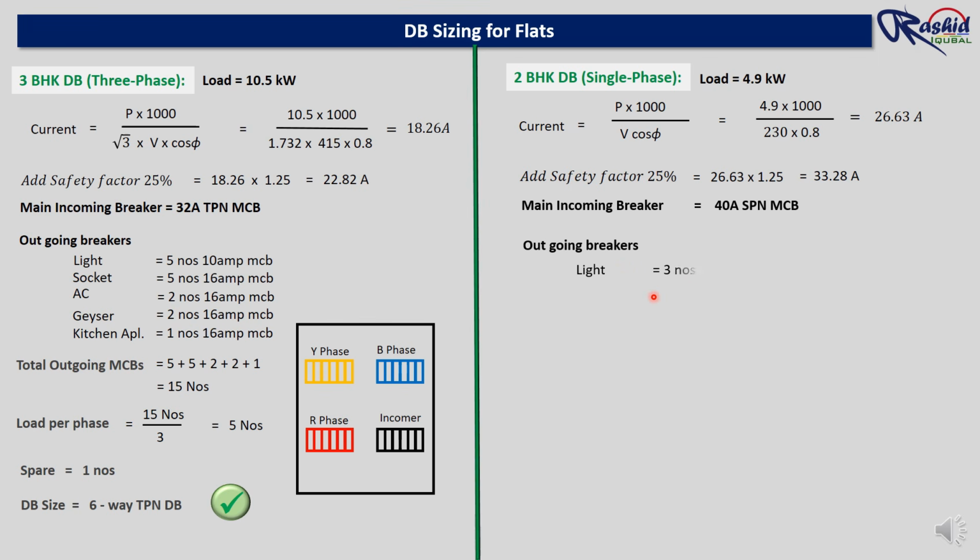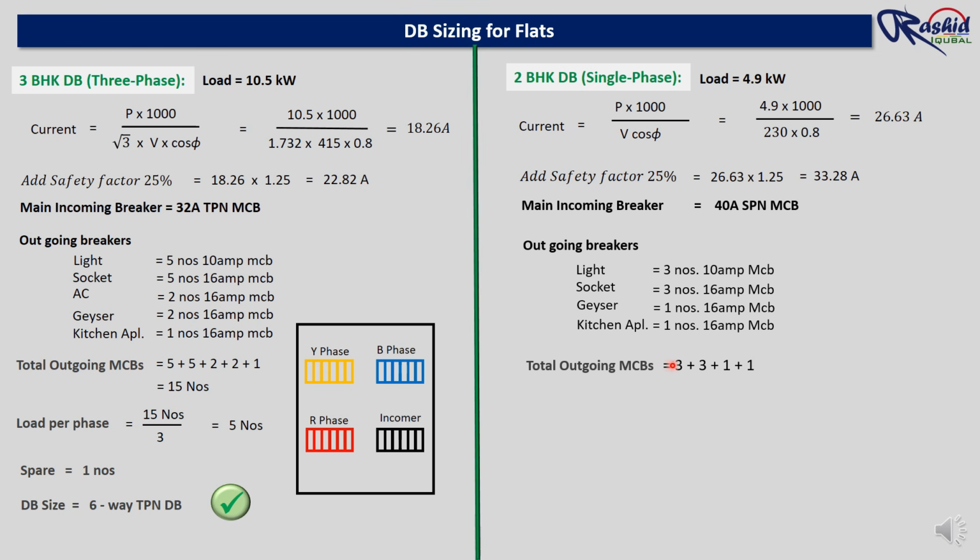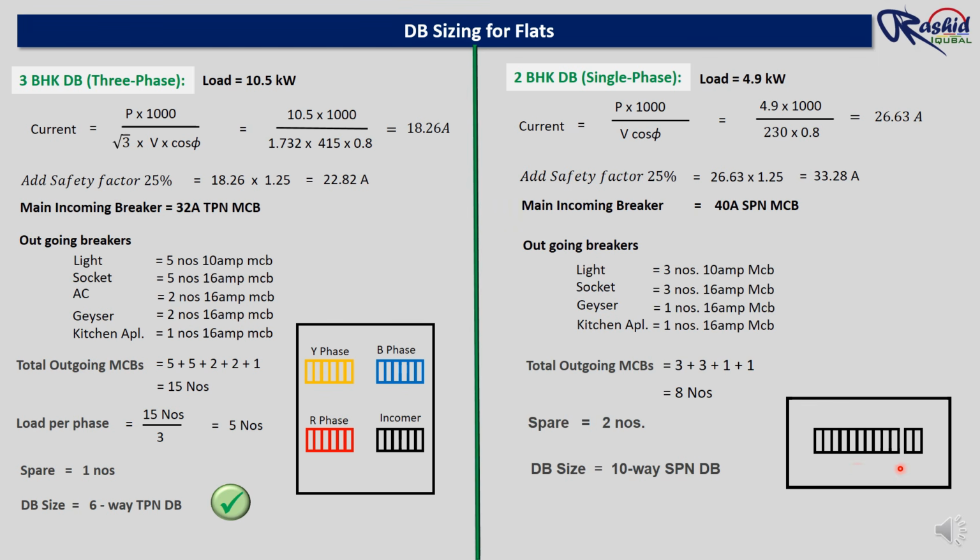Let me calculate outgoing MCB for you. Lighting, I consider 3 numbers of 10 ampere MCB because we have a 2 BHK flat, 2 for the 2 bedrooms and 1 for common and kitchen. Socket, 3 numbers of 16 ampere MCB. Geyser, 1 number of 16 ampere MCB. Kitchen appliances, 1 number of 16 ampere MCB. So the total outgoing MCB will be 3 plus 3 plus 1 plus 1 equals 8 numbers. I will keep 2 numbers spare. So we can use a 10-way SPN DB, as you can see in this drawing. So this is the size of DB we use for the 2 BHK flat.